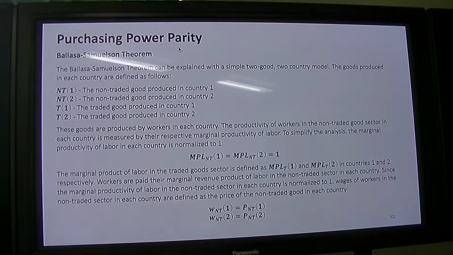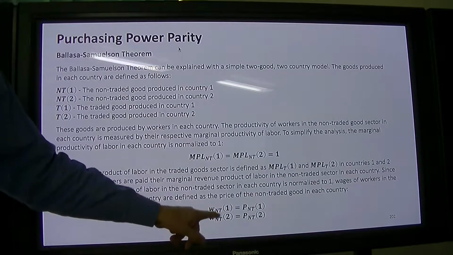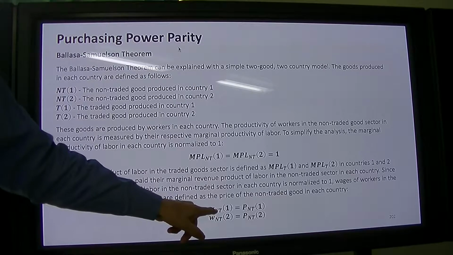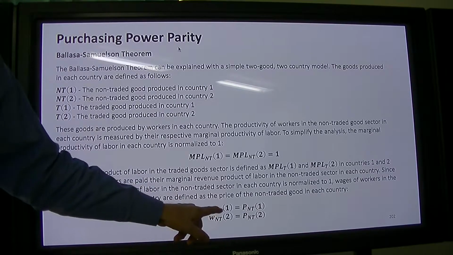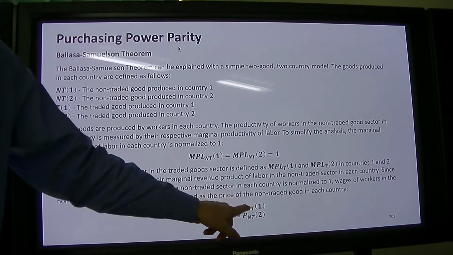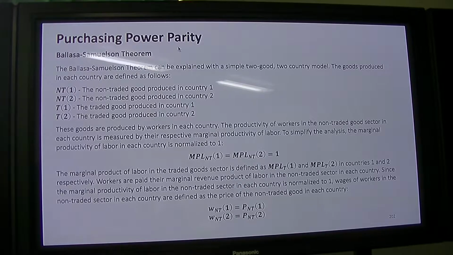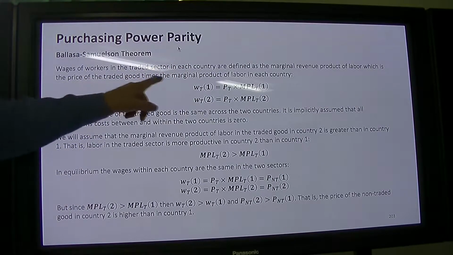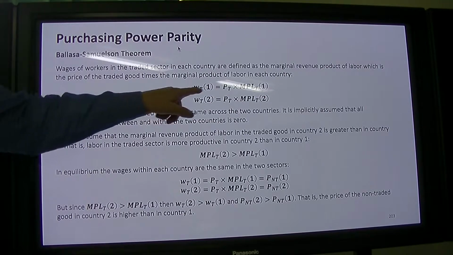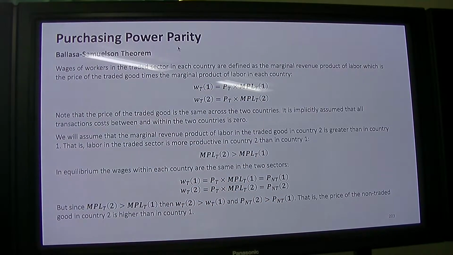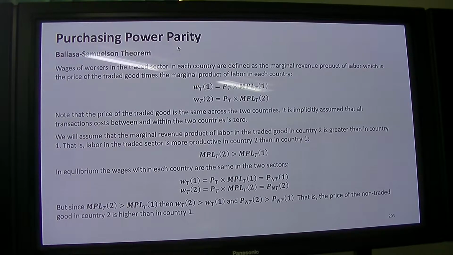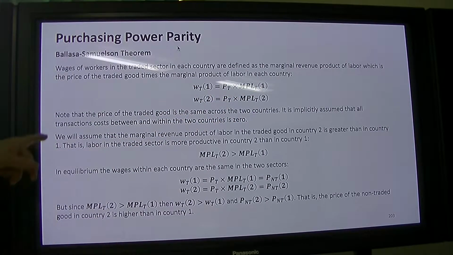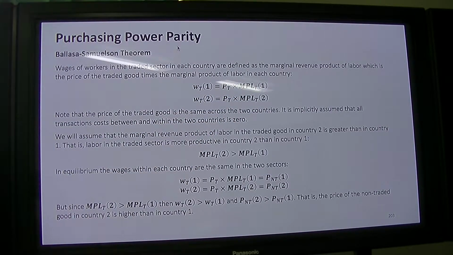So what we have is the wages in the two countries, and this NT means non-traded. We're just going to make it the price of the goods in each country. And so the wages are the marginal revenue product times the marginal product of labor. You'll learn this in microeconomics, but the way to think about it, again, is working at a convenience store, where you're paid the amount of extra money that you bring to the firm. So that's the idea here. The price of the traded good is the same across the two.